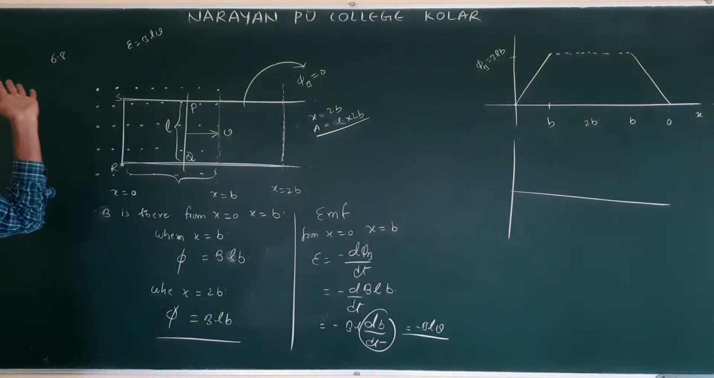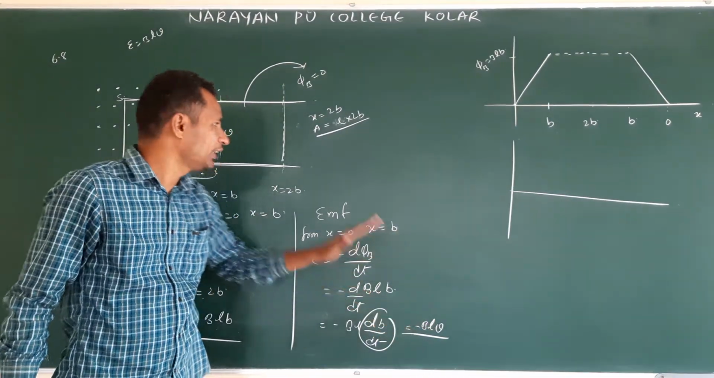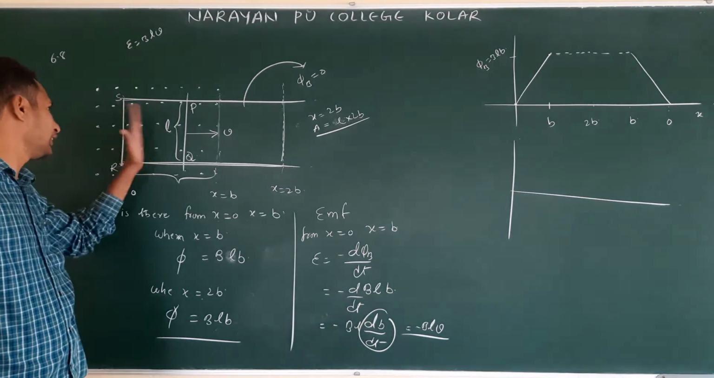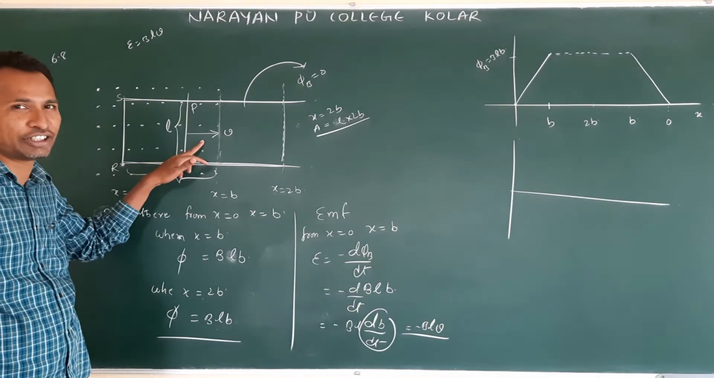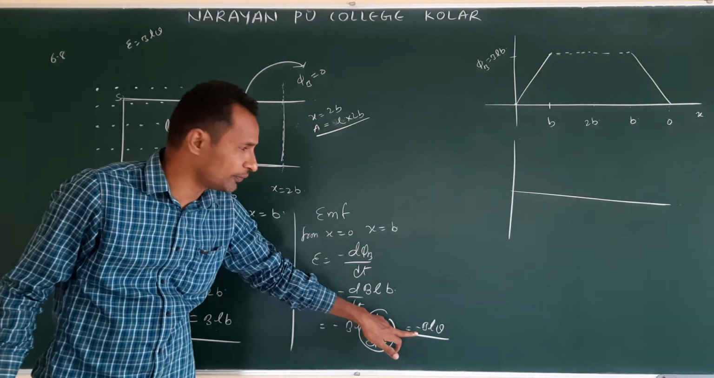Clear? In our derivation, we got positive BLV. Am I correct or not? The reason is that in the derivation, the rod moves to the left side, that's why we took V negative. But here V is positive, so we got minus BLV.